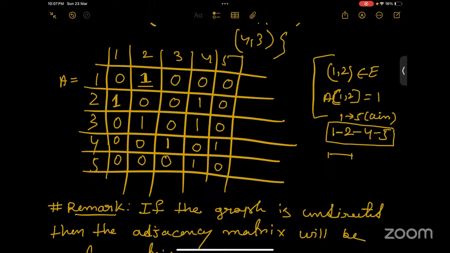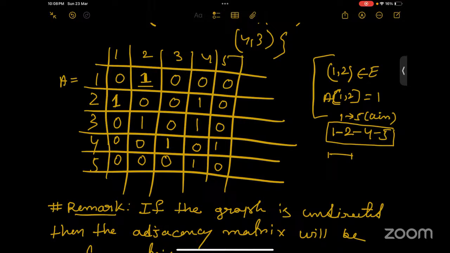Ma'am, going from 1 to 5, we started from row 1, right? Yes. In row 1, we looked at the whole row and said that in column 2 there is a 1. So that means there is an edge from 1 to 2. Now we have reached 2, and we will check where we can go from 2. We look in row 2, where we have columns 1 and 4 as options. We will not go back to 1, we have to go forward.